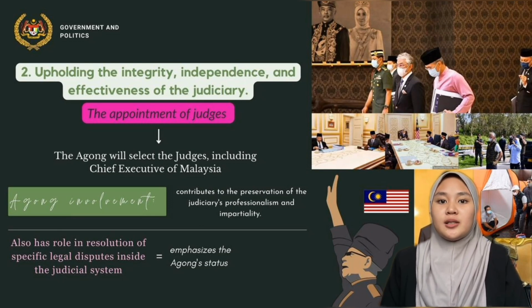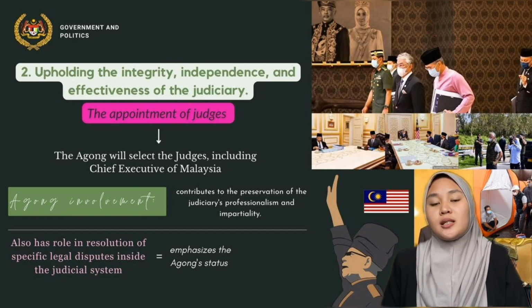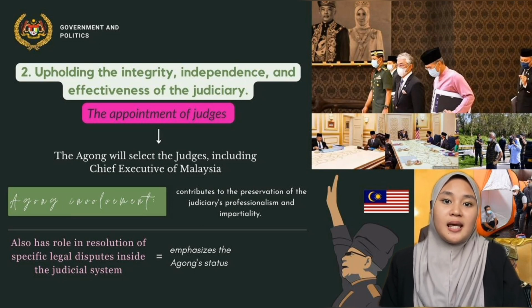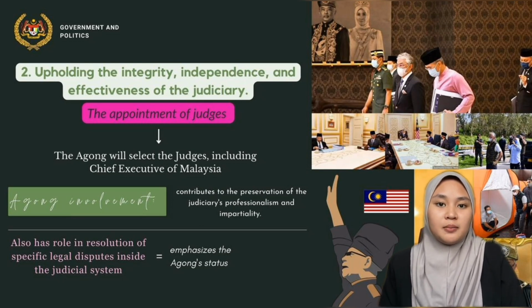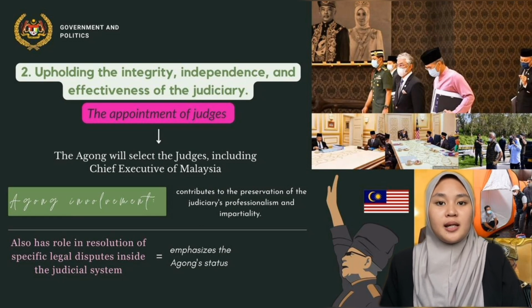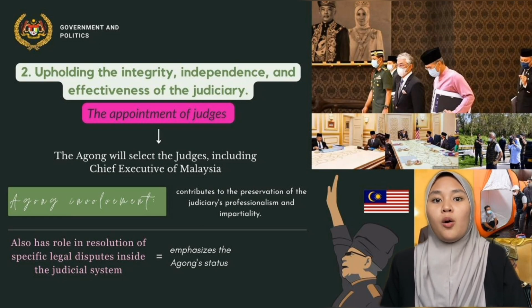The Constitution specifies a precise procedure that must be followed in order for the Agong to dismiss judges under certain conditions. This authority ensures accountability within the judiciary and protects against judicial misconduct or integrity violations.